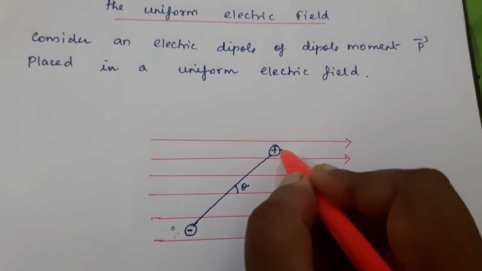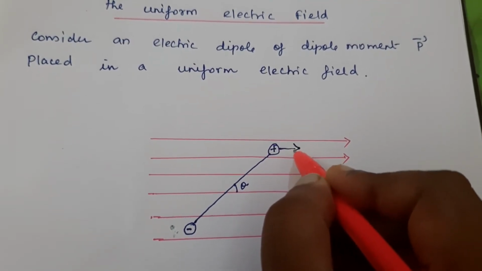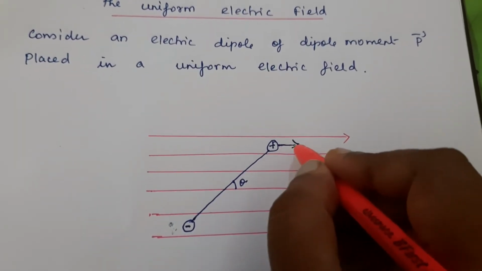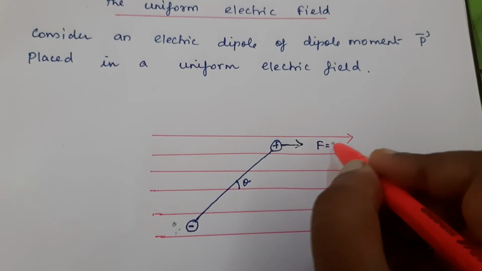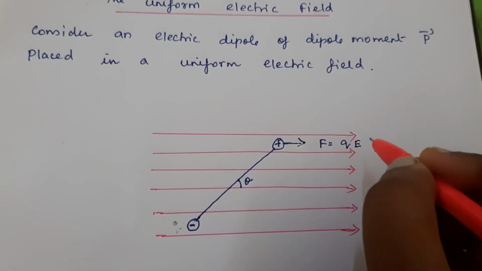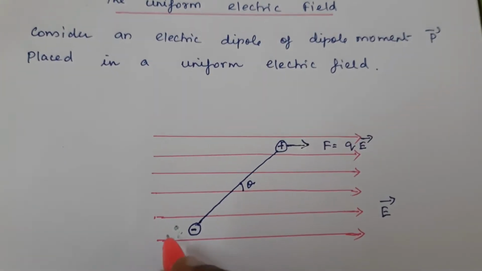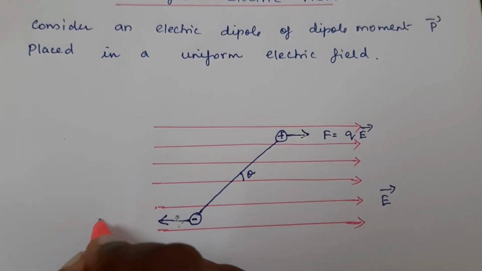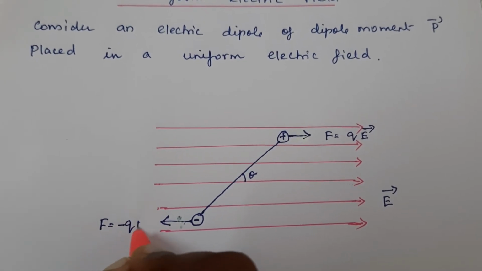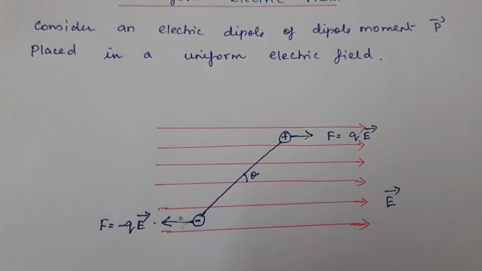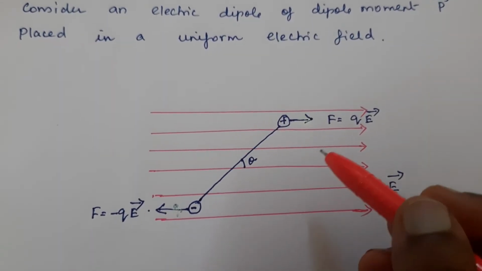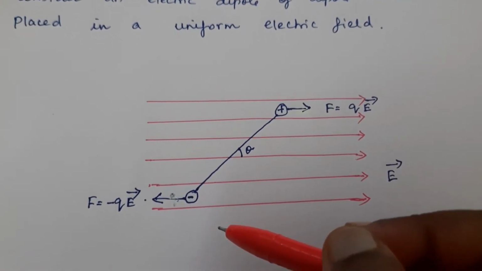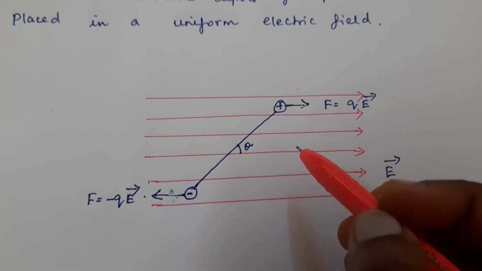Now this positive charge is experiencing a force in the direction of the electric field. The force F is equal to QE. And this negative charge is experiencing a force opposite to the direction of the electric field, so F is equal to minus QE. Now these two forces are equal and opposite, so the net force acting on the dipole is 0.